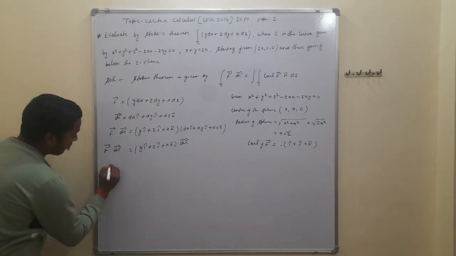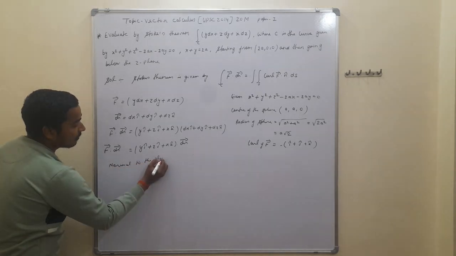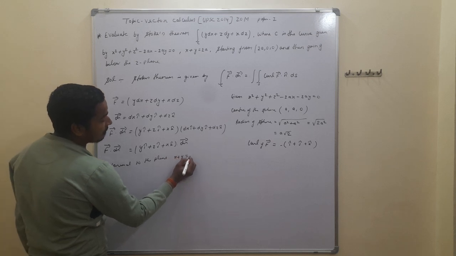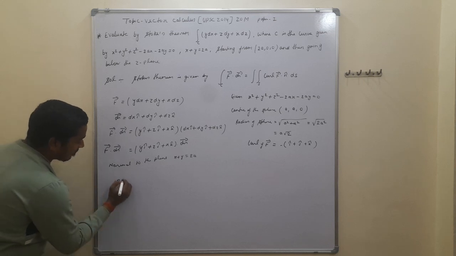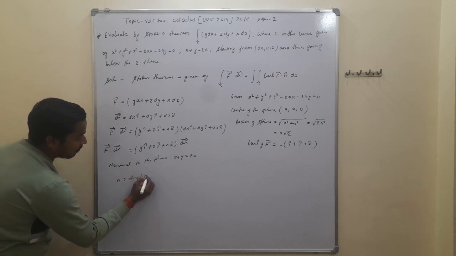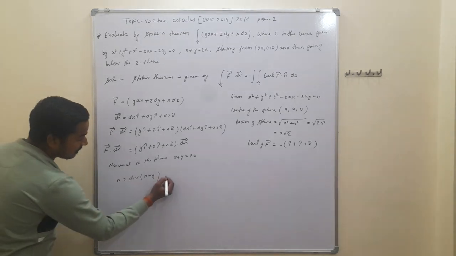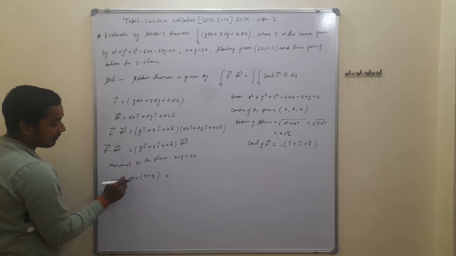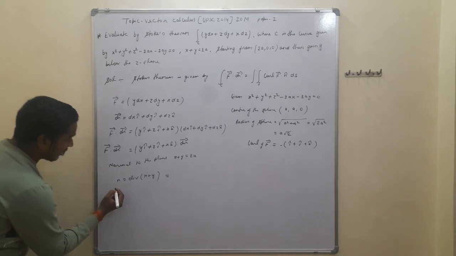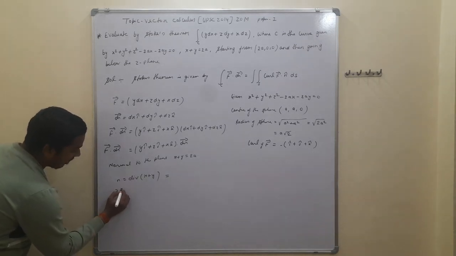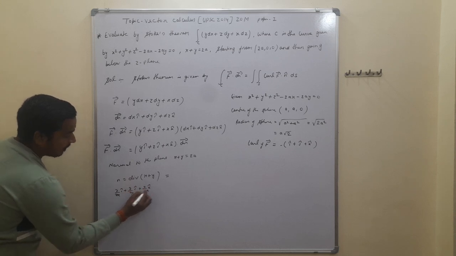We know that for the given plane, we have to find the normal to the plane x plus y equal to 2a. The normal to the plane is given by the divergence of x plus y. Divergence is written as del upon del x i cap plus del upon del y j cap plus del upon del z k cap.